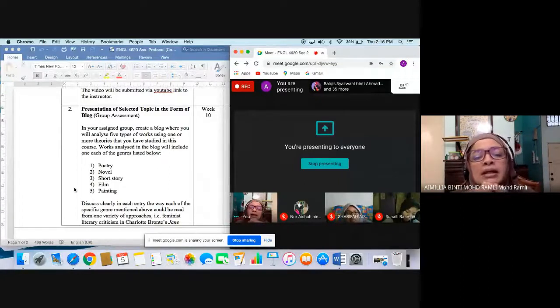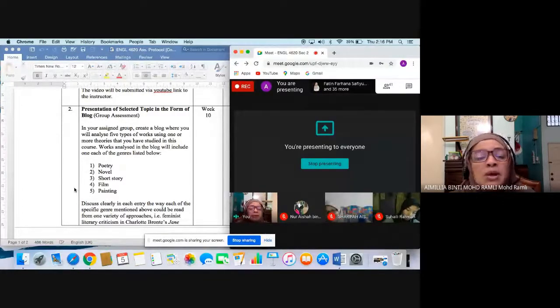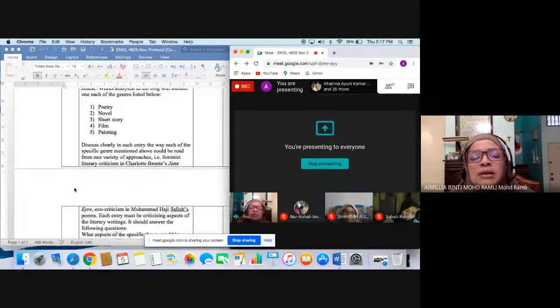Anyway, because it's a group assessment, you'll be marked based on the group. So make sure that your friends do not plagiarize, because if that person gets 0, you will get 0 also. It has happened in the past. So discuss clearly in each entry the way each of the specific genres mentioned above could be read from a variety of approaches. You can choose an approach that you want to use.